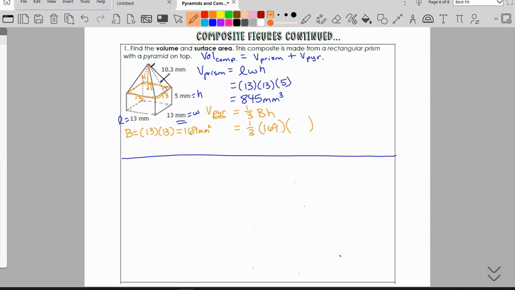I already know the slant height, which is L. Now remember, these are two different L's here. This was the length of our prism. This is the slant height of our pyramid. So what I need to know is the distance here from the center of the base to the center of the side. I need that distance right there.